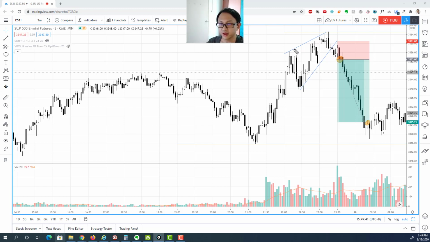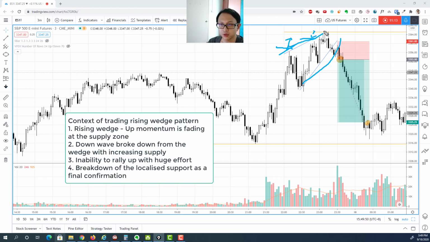We have a rising wedge here that suggests the up momentum is fading. Definitely this is a shortening of the upward thrust, together with a breakdown from this rising wedge, and also showing inability to rally up despite all this great effort behind, and finally the confirmation of this bearish bar. So that's how I actually traded the rising wedge pattern. This always gives me a relatively high winning rate.